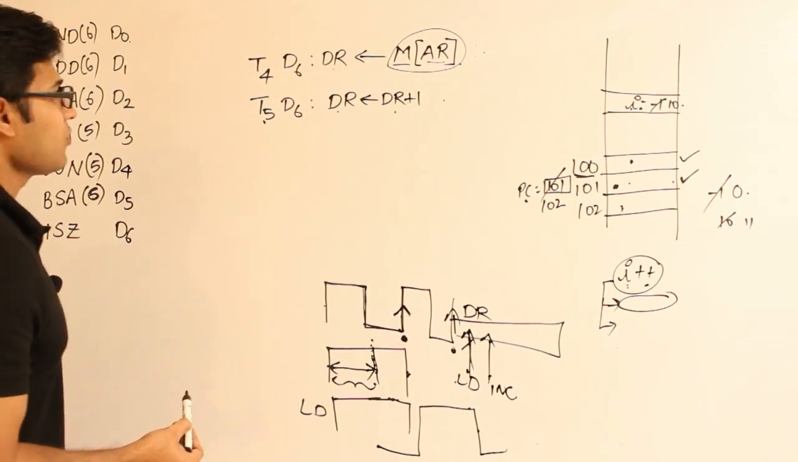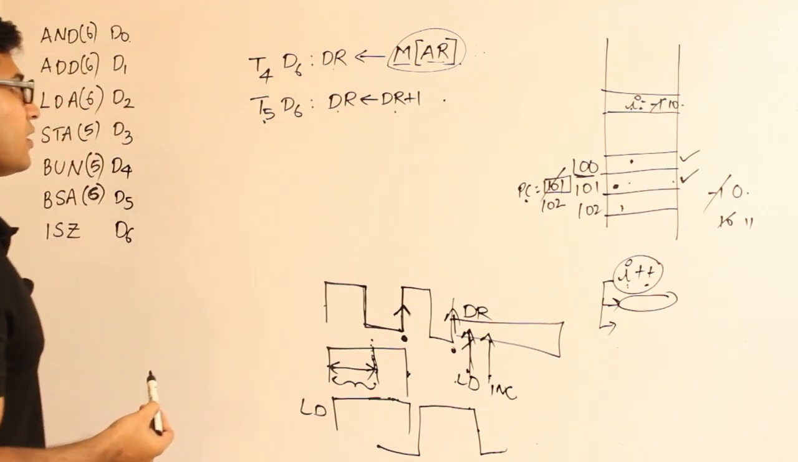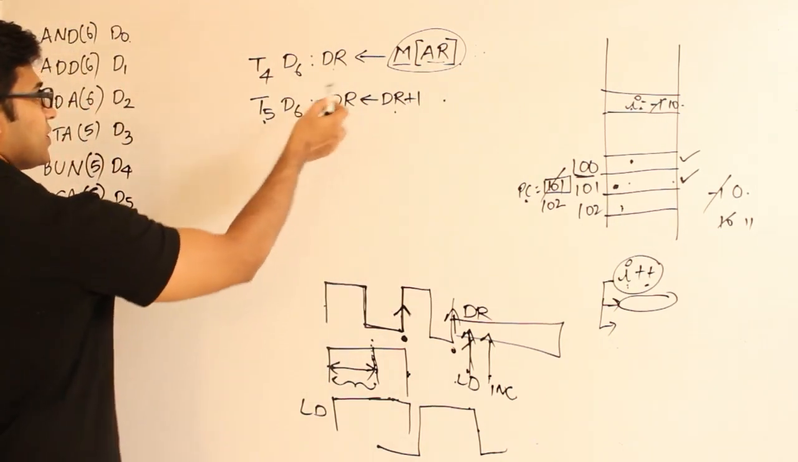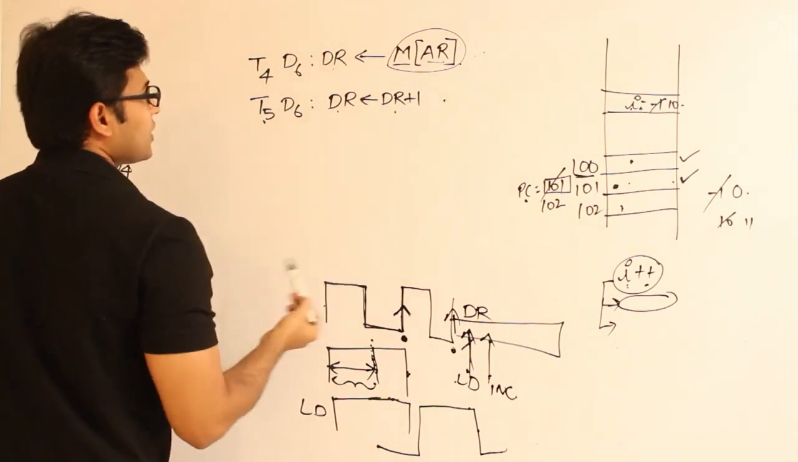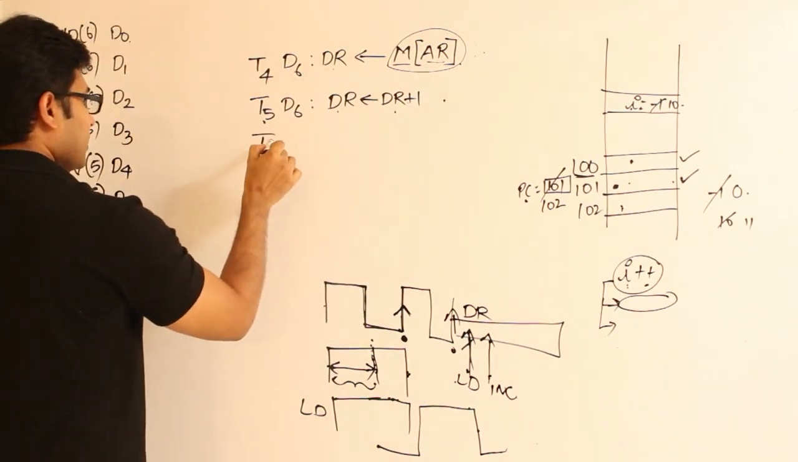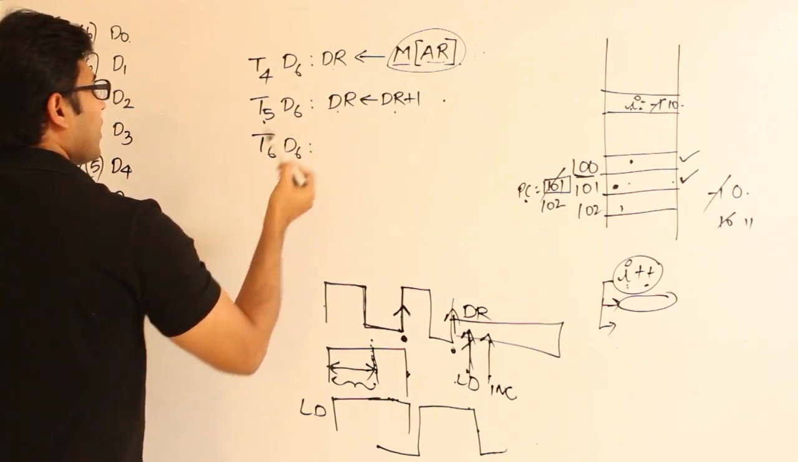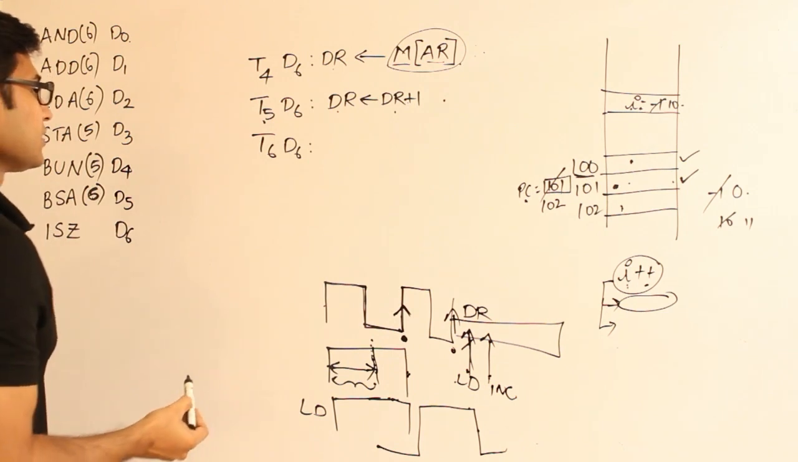Now we have to test it. So in order to test the value of DR, can I test it in the same cycle? I cannot test it because the cycle is over already. So I need to go to the next cycle. Let us say the next cycle is T6. Now at this cycle I have to test it.